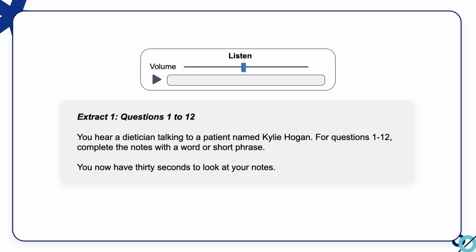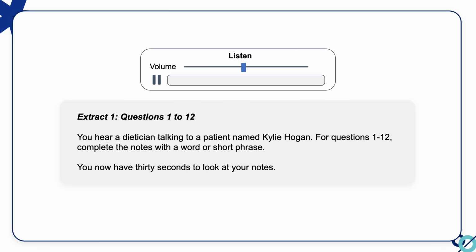Now, the mock test for Part A. Are you ready? We're going to do 2 full extracts. You're about to hear a dietitian talking to a patient named Kylie Hogan. You have 30 seconds to read the notes. We'll put the timer on now.